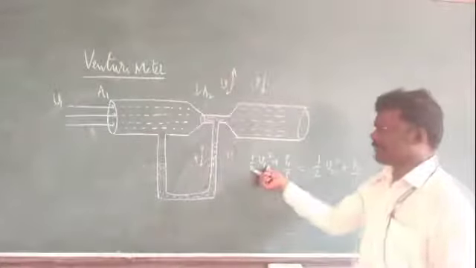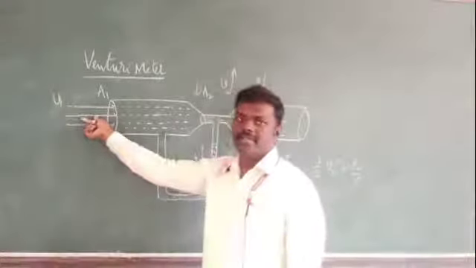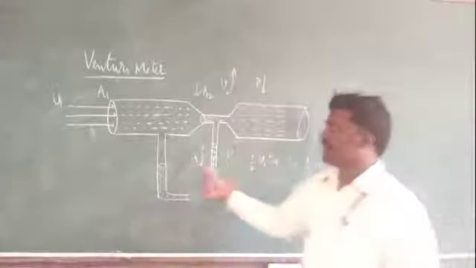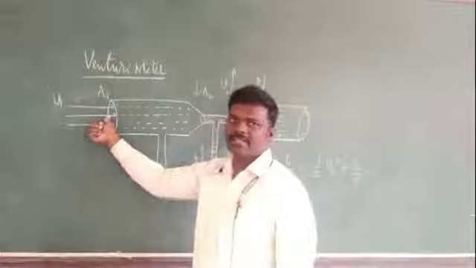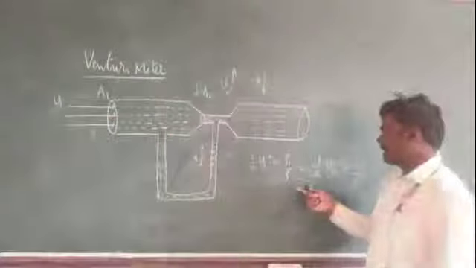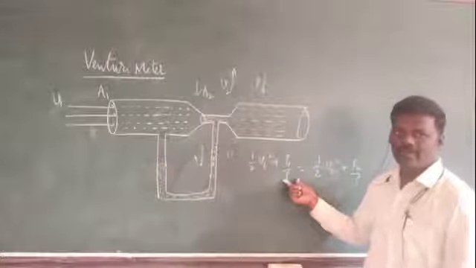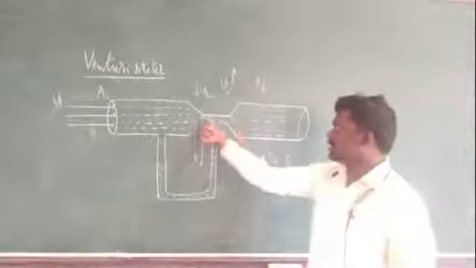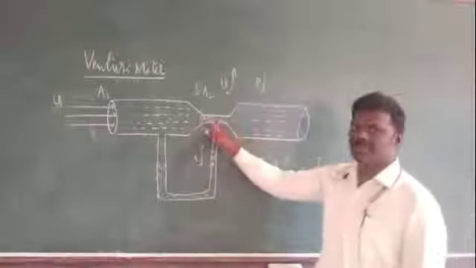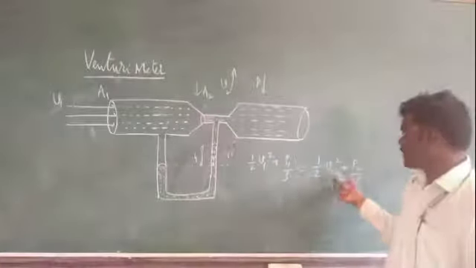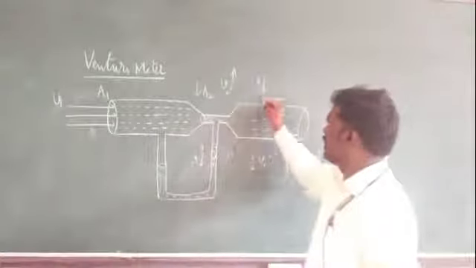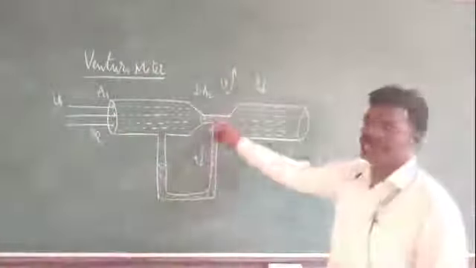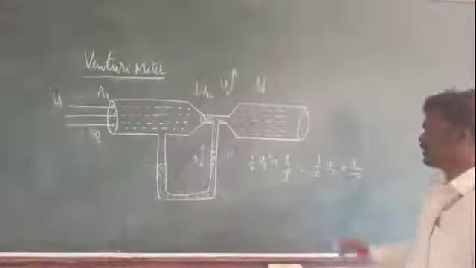So half V1 square: the fluid enters this tube with speed V1, which means it has kinetic energy, and it also has pressure energy. At this end the pressure is taken as P1, per unit mass. At this narrow end, the speed is taken as V2, and the kinetic energy is half rho V2 square. At this end the pressure, which is less, is taken as P2. So this is the energy.